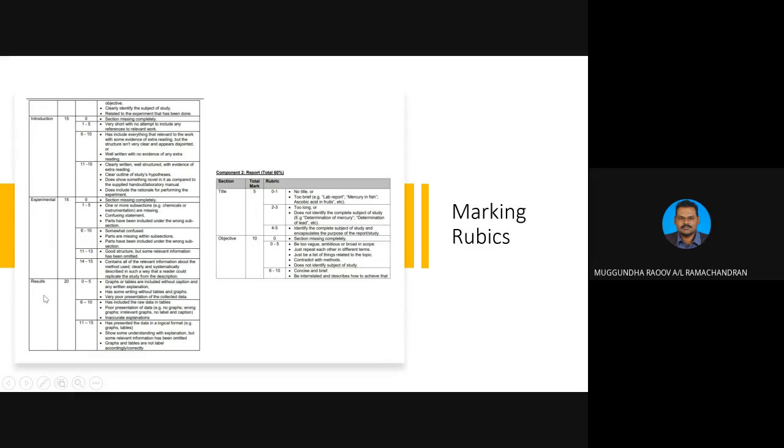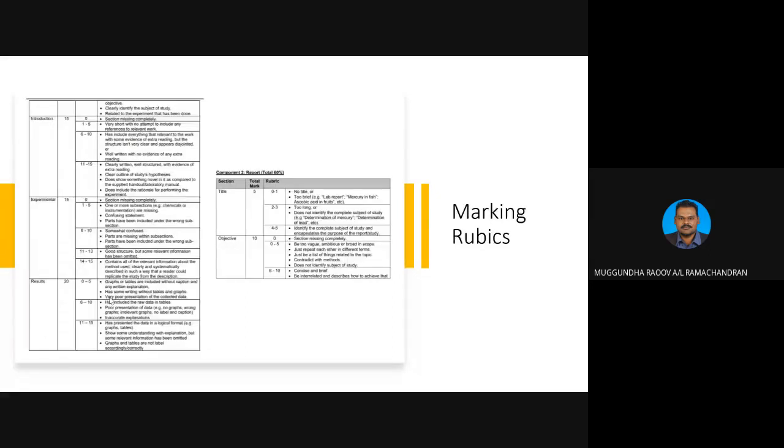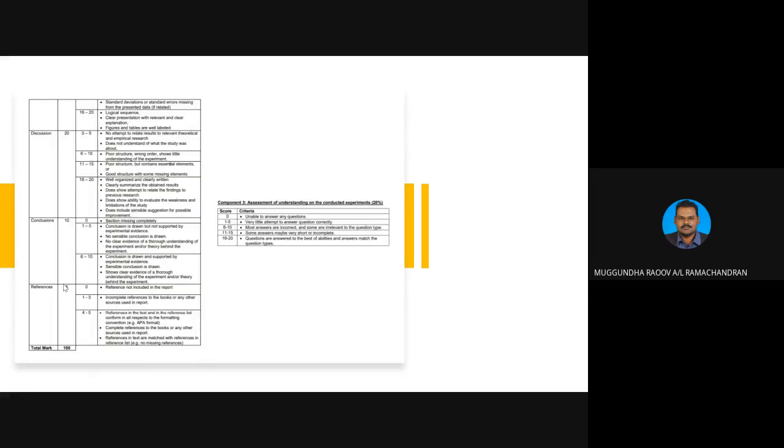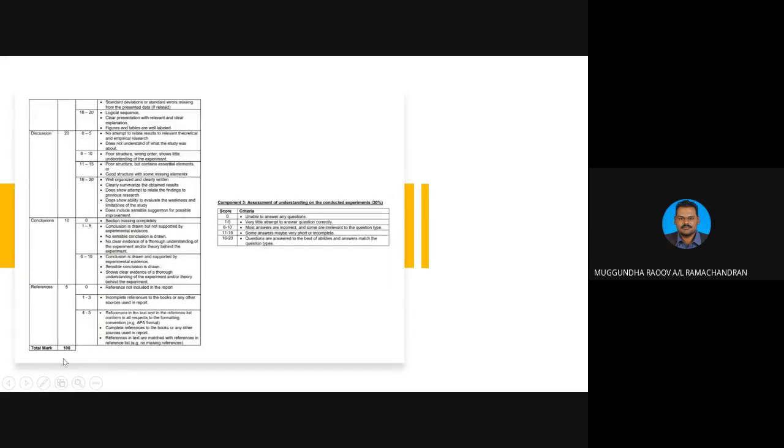As for the results, this is how you are going to present your results and discussion. For results, the allocated mark is 20. Discussion is 20, conclusion 10, reference is 5, so the total is 100 marks. Class, kindly include these as well: title 5 marks, objective 10 marks. So the total marks will be 100.